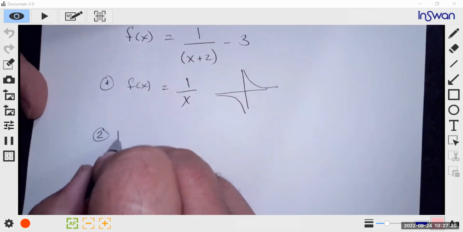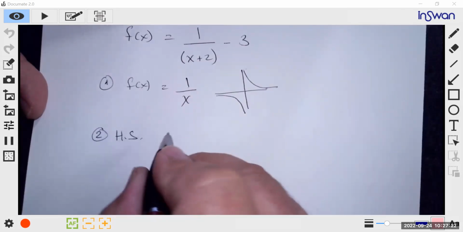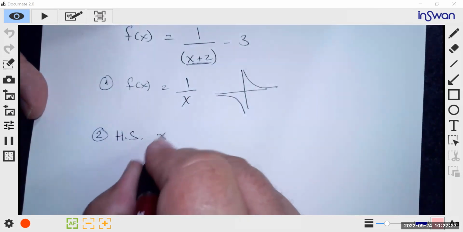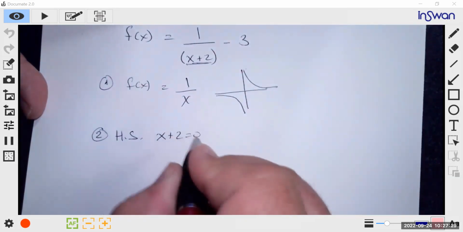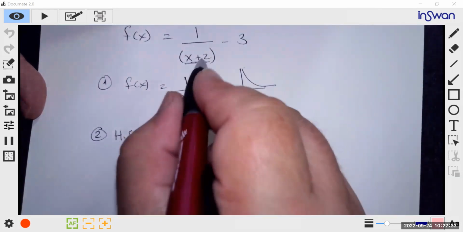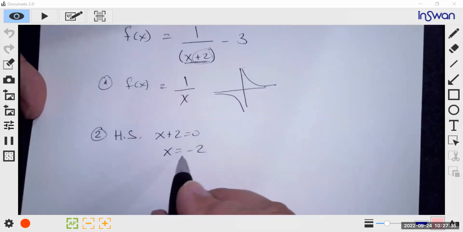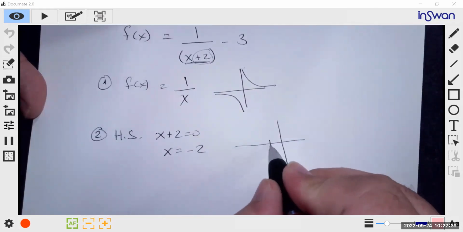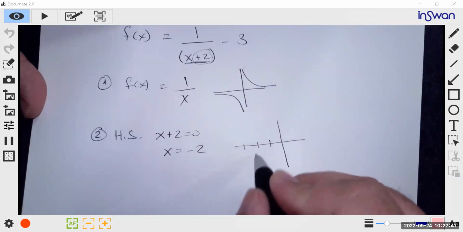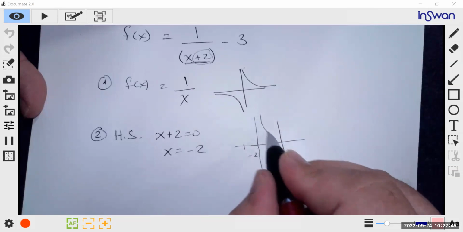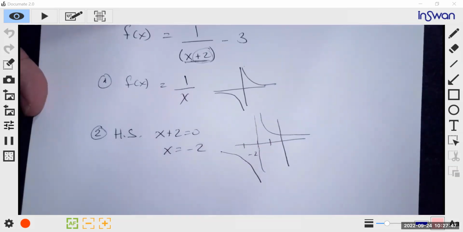So the second step is your horizontal shift. Since x has a plus 2 next to it, we already know it's going to be negative 2, but let's work it out because it's opposite signs. So it shifts left two spaces. So there's that graph.